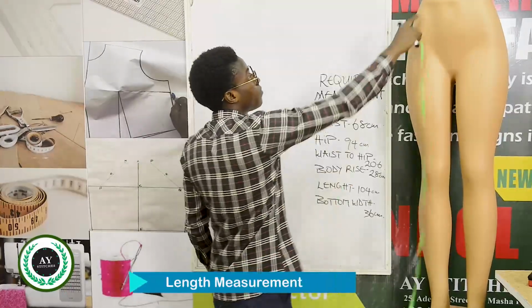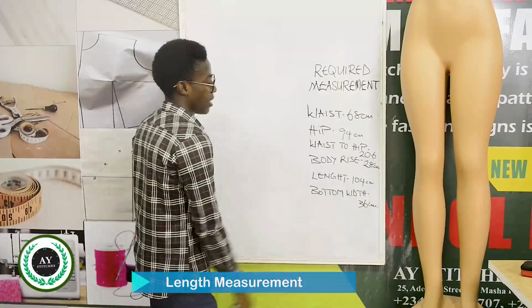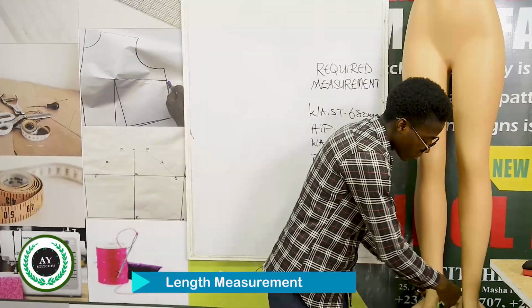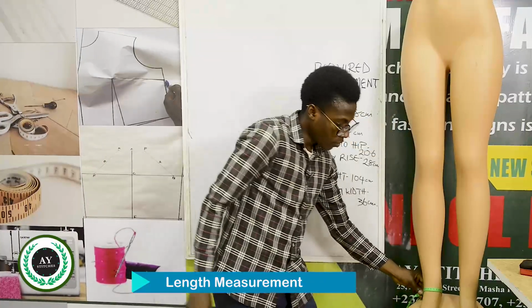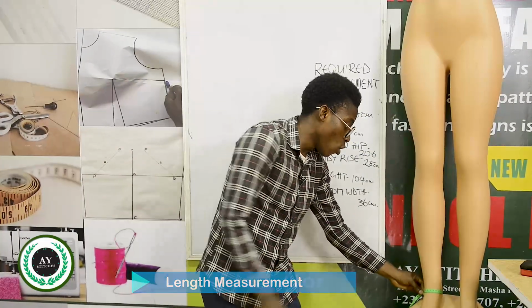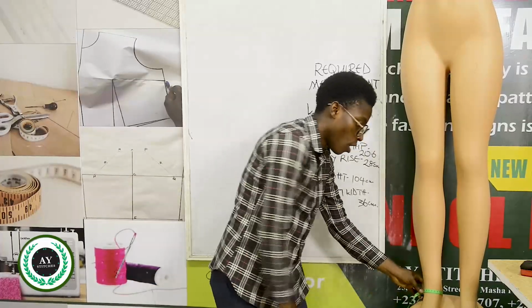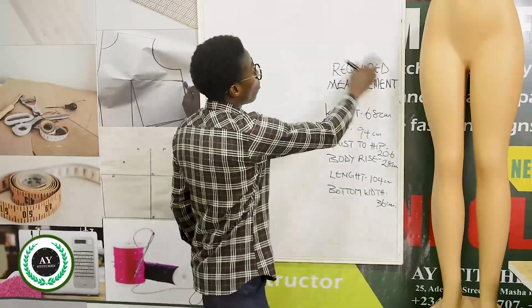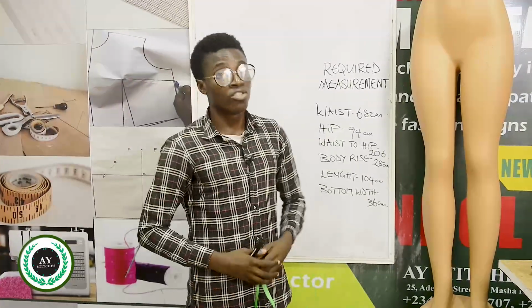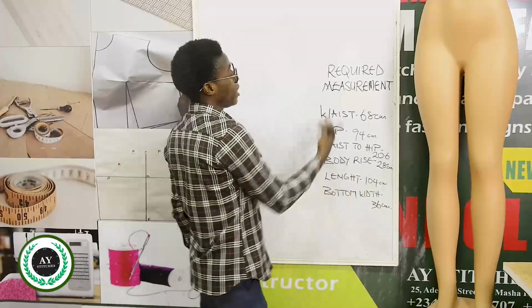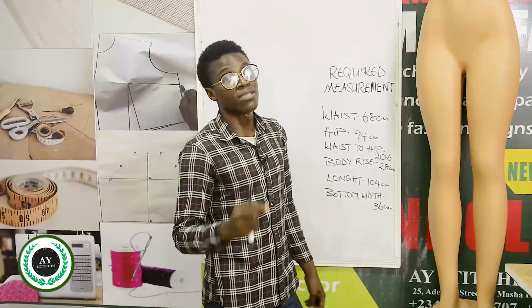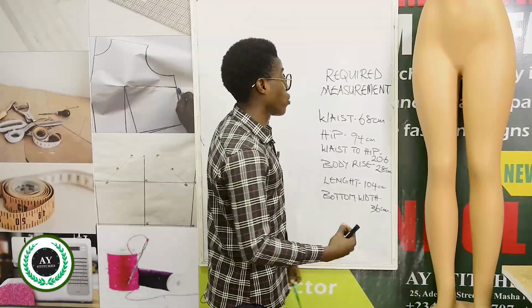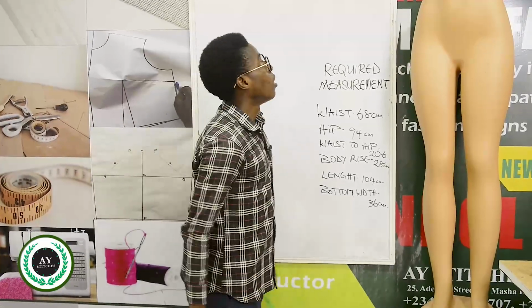Then the length, as I have said, from the waist to the ankle or the desired length, floor length. Then the bottom width, all round the ankle. So make sure that it goes below your feet all round, making sure a finger or two fingers can also go into it. So these are the required measurements we are going to be using to draft the trouser block pattern. Please note, all measurements that we are going to be using are in centimeters. We are working with centimeters because we are working with the metric pattern block, and it is drafted in centimeters.